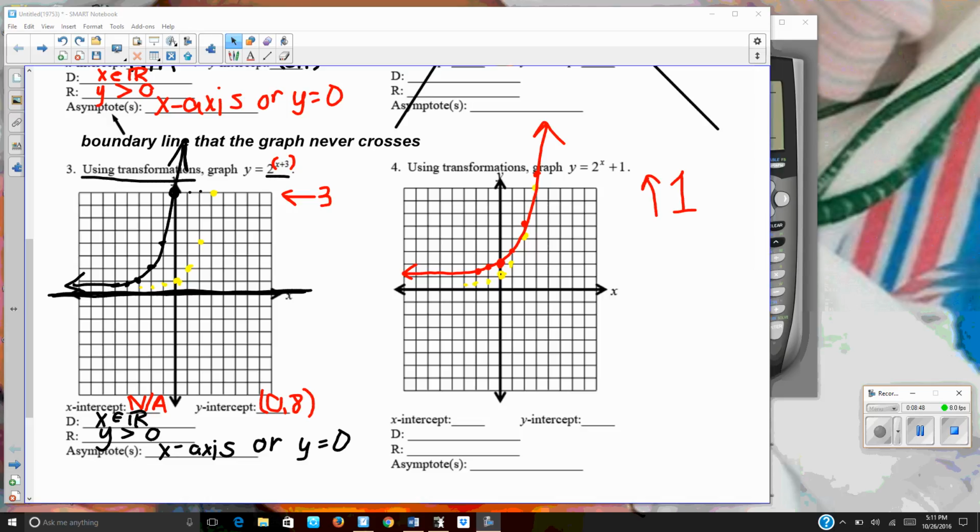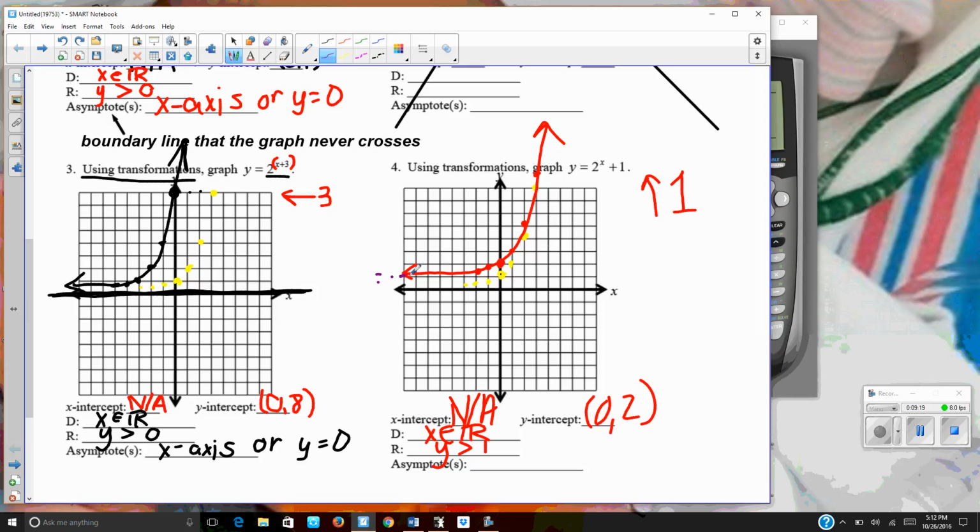And now we can answer the questions. There's still no x-intercept. Notice if this graph was shifted down, which could happen, we would have an x-intercept, but not in this case. The y-intercept is the point (0, 2). The domain is still all real numbers, so it's going left and right infinitely. The only thing that really changes here is the range. Now y is greater than 1. It never gets to 1.